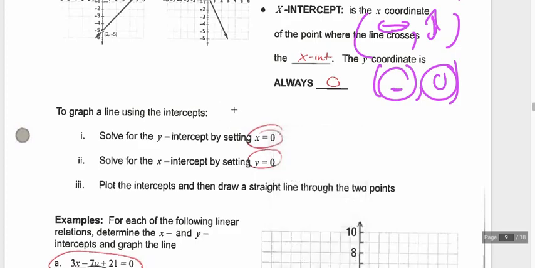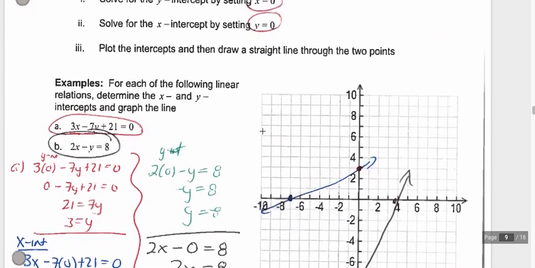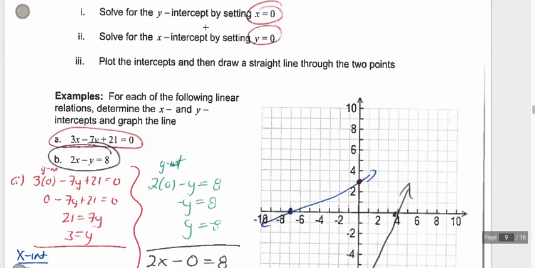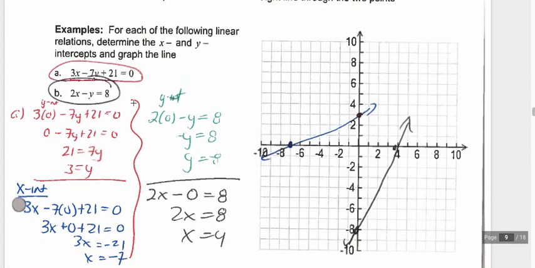You can find them by using these properties. So you can get the y-intercept by solving for this. You can get the y-intercept by setting x equals 0. You can get the x-intercept by setting y equals 0. Then you're going to have 2 points, connect the dots, and then we can even figure out the equation of that line. Is that crazy?